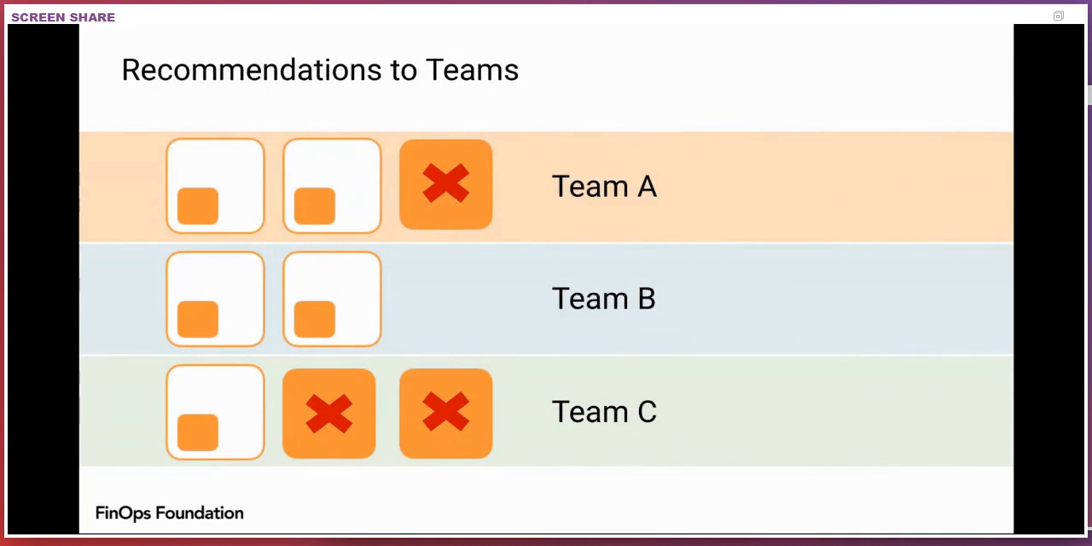Now, that whole pie of recommendations is really divvied out to teams around the organization. And this is something that the FinOps practitioner can help with, both generating or getting the recommendations from some other platform, either the cloud provider themselves or an upstream third-party vendor, and getting those recommendations out to the teams that are responsible for these individual resources and asking them to do that investigation.